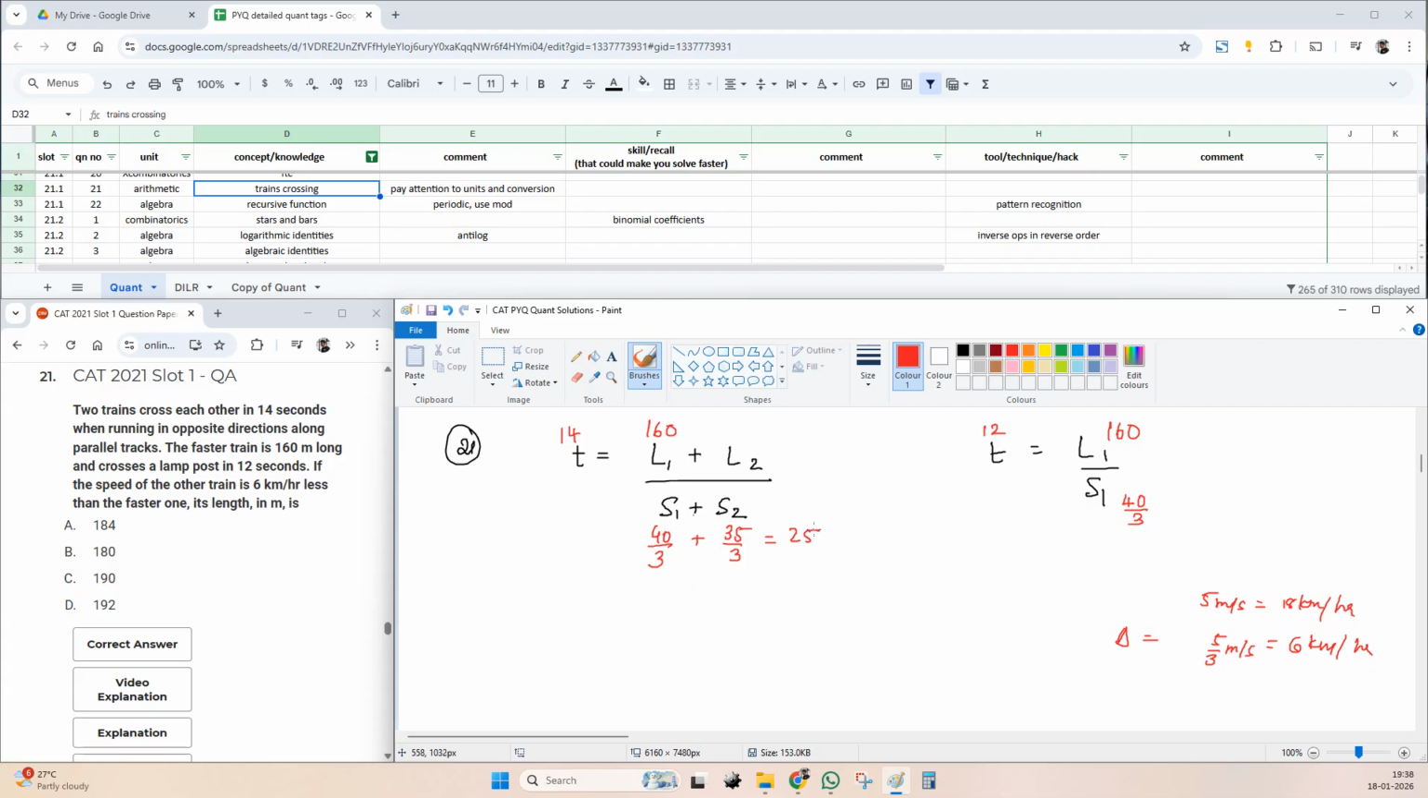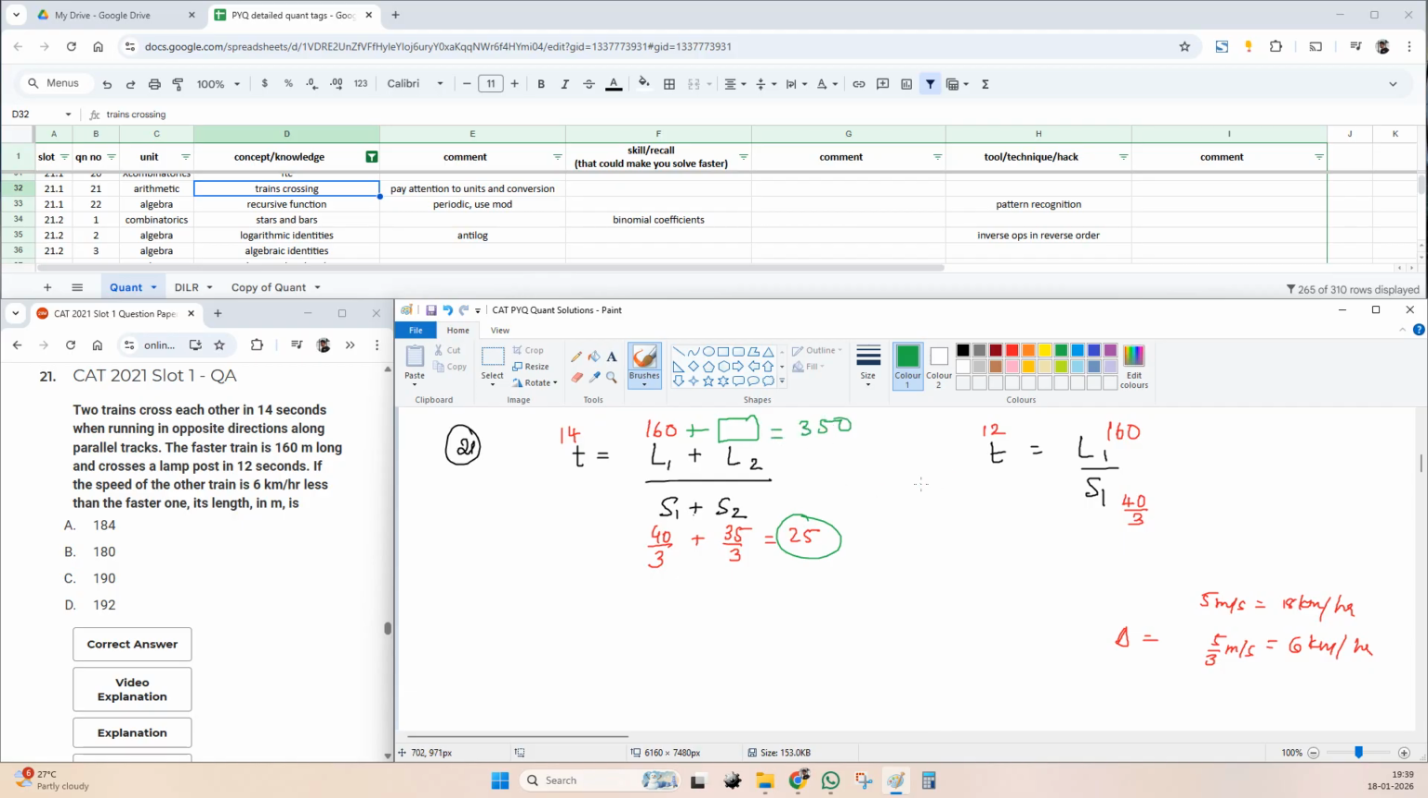Notice how fine-tuned the numbers are. This is the greatest takeaway for acing quants in competitive exams. They build the question data around easy calculations, leading to nice round numbers. So anyway, we have S1 plus S2 is 25. We have T is 14. Which means when you make L1 plus L2 the subject, that is going to be equal to 25 times 14, which is 350.